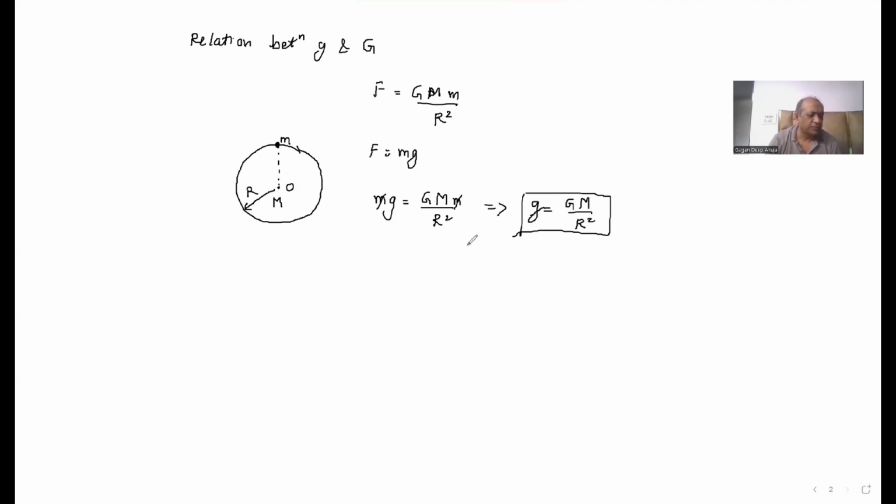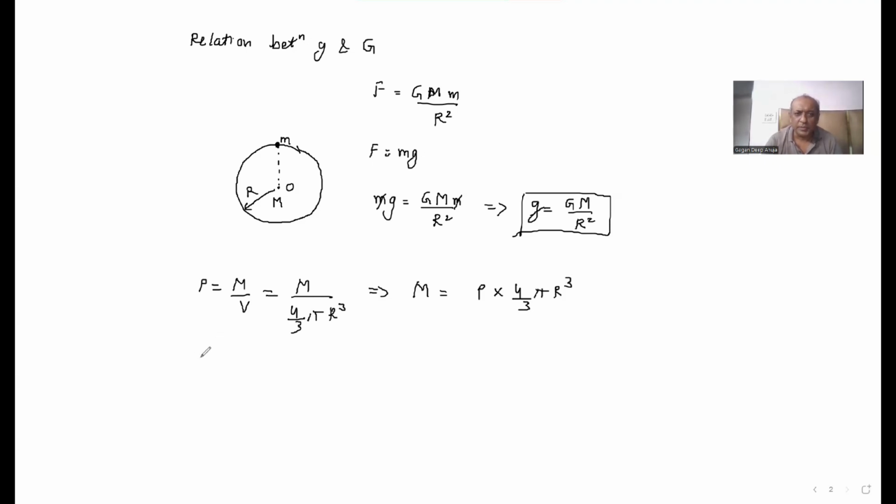Now, we also know that density is defined as mass per unit volume. If I take the volume of Earth, because Earth is a sphere, the volume can be taken as 4 by 3 pi r cube. So I can say that the mass of Earth will be equal to density rho into 4 by 3 pi r cube.